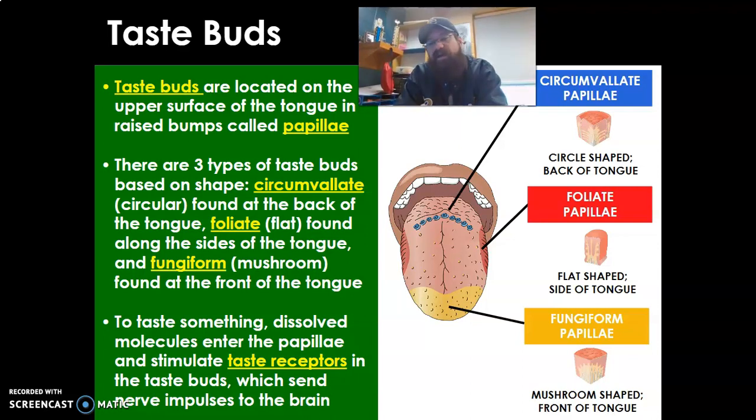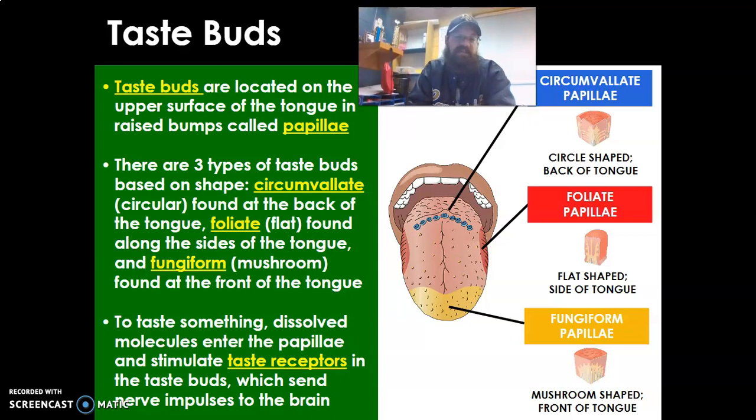Foliate papillae are flat, they're on the side, and fungiform papillae are mushroom-shaped, and those are on the front of the tongue. To taste something, dissolved molecules from the food are going to enter these papillae, and of course it's not really being selective. They're going to all the different portions, all the different taste buds, especially if we got a really good bite of something that's mixed up in that saliva.